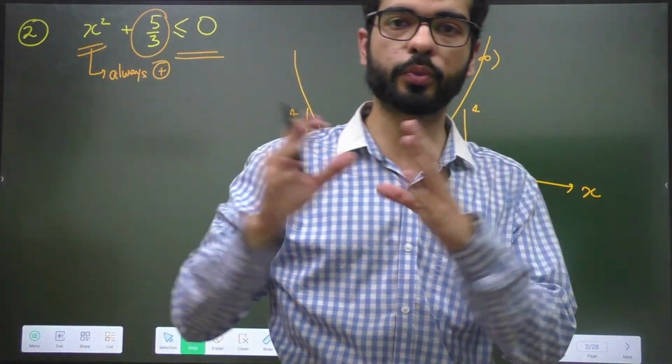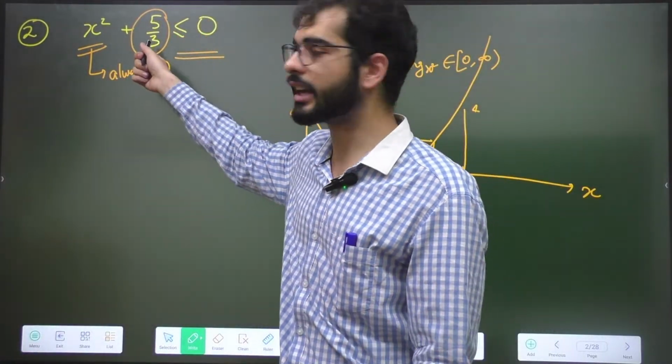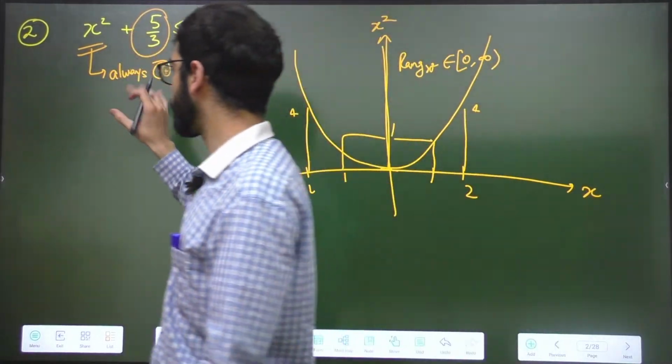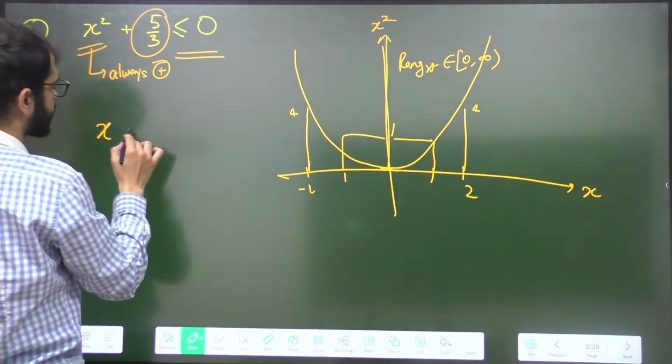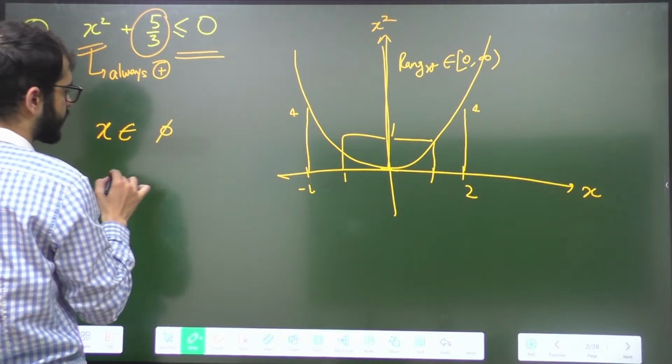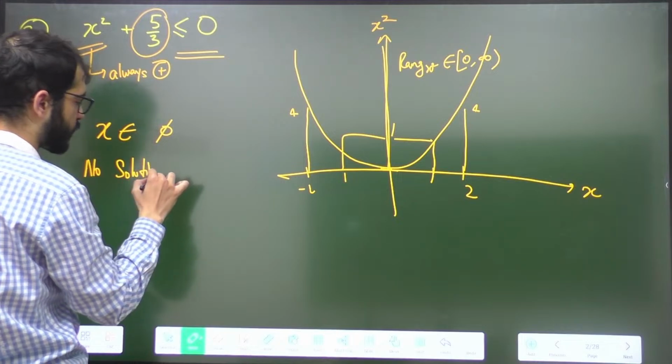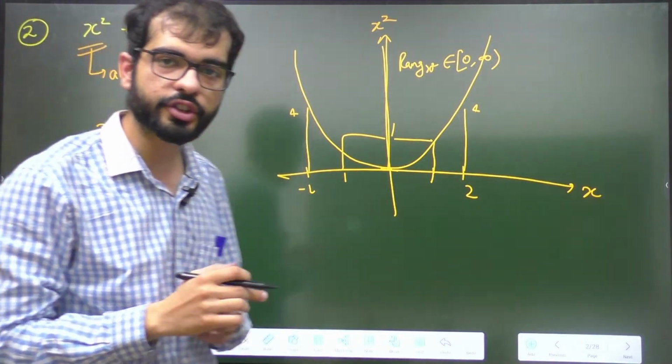If I'm adding two positive terms, one of which is greater than 0, then the answer cannot be equal to or less than 0. So by concept, we can obviously say that x belongs to a null set. That is to say, there is no solution. Now the important thing about maths is that no solution can also be a solution.